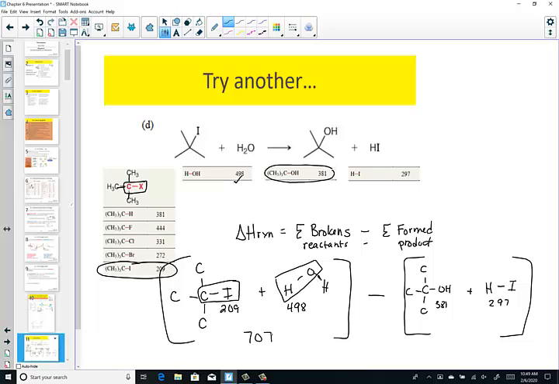381 when added to 297. Well, that's not right. 381 plus 297 gives us a value of 678. 707 minus 678. And this came out to be a positive 29 kilojoules, which would show us that this is an endothermic reaction. So that graph would have a feel of reactants forming products that are of higher energy, endothermic.